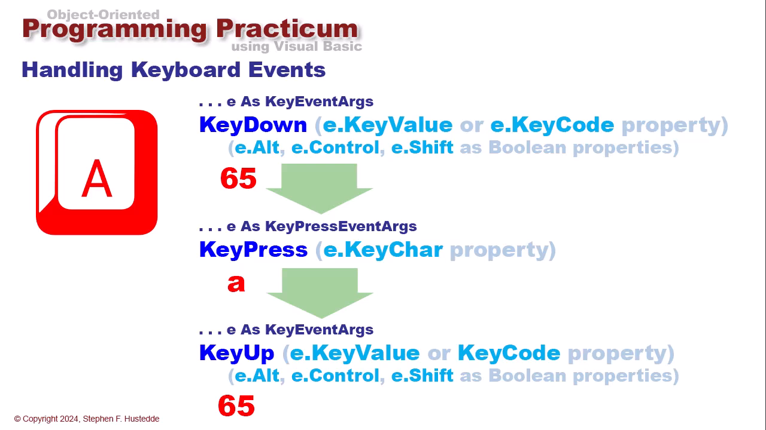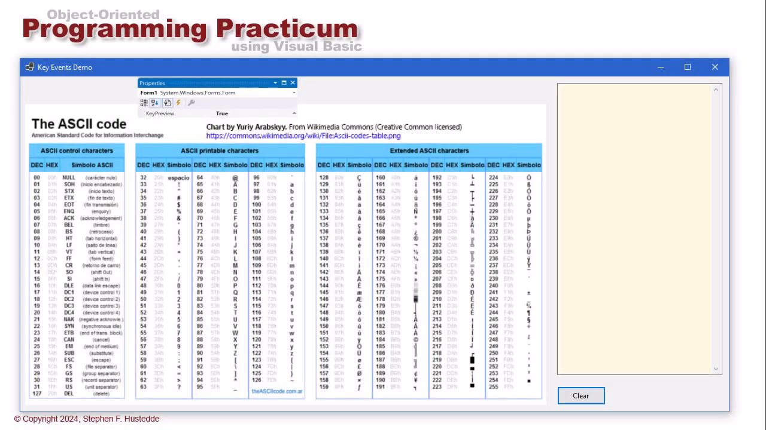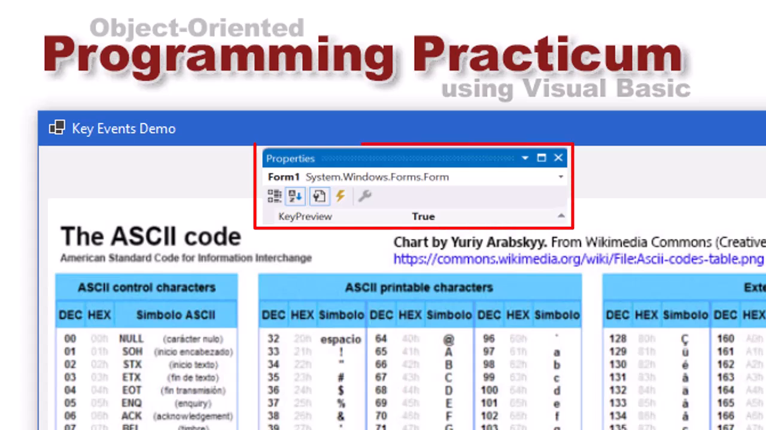Let me show you a little program that I wrote to demonstrate this. I created a program that captures the key events for the form. I have a text box over on the right-hand side, but I've set it to read only, so it can't get the focus. The clear button can get the focus, but doesn't handle key events. But here's the trick. If you want to handle key events with your form, set the KeyPreview property of the form to true.